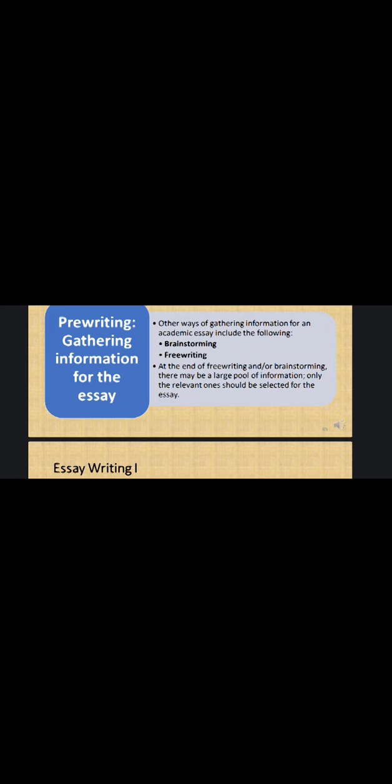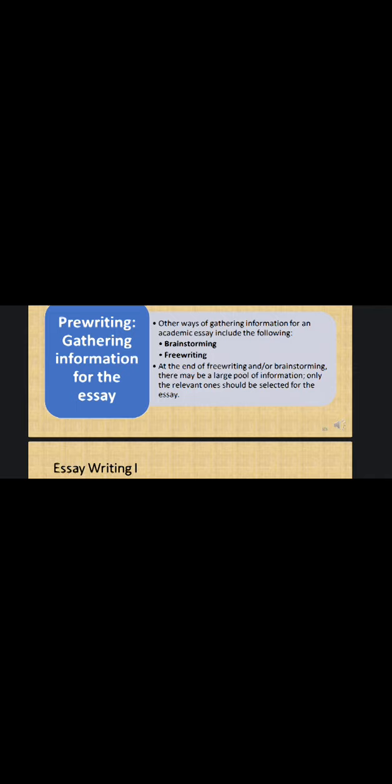You can brainstorm and gather more information for the essay. And at the end of free writing and brainstorming, there may be a large pool of information. Only the relevant should be selected for the essay. So after you are done, especially when they give you an essay to write and you go to the internet and say causes of air pollution, you get so much information.